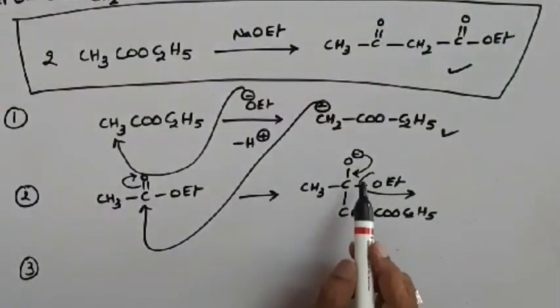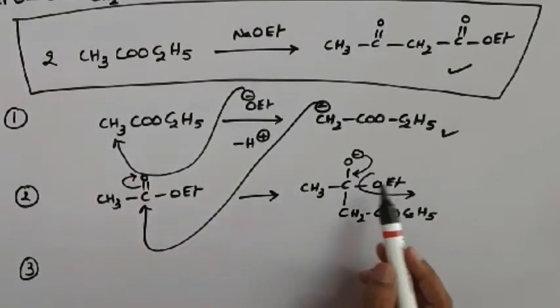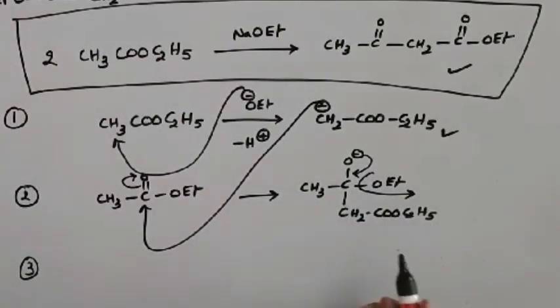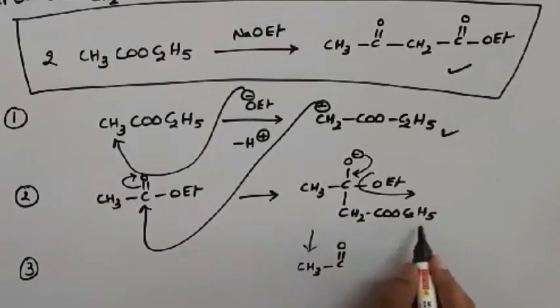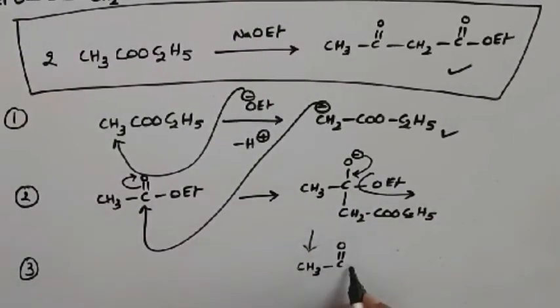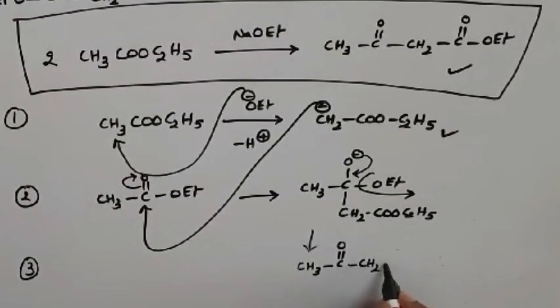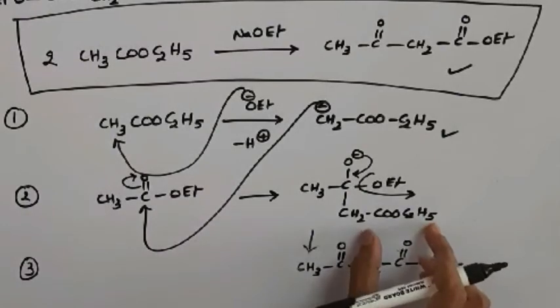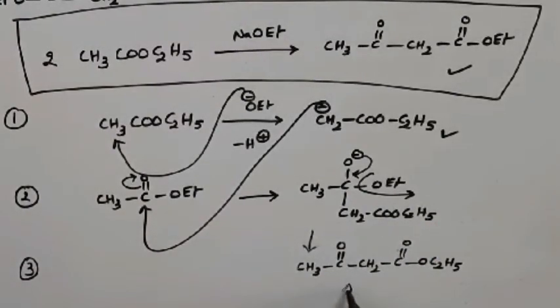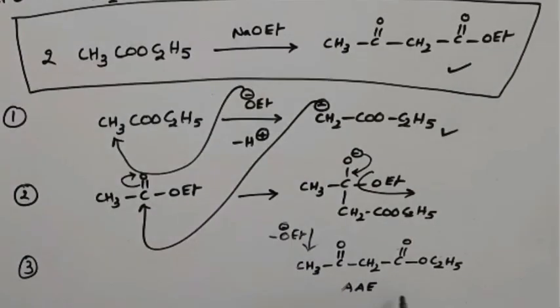In the third step, this oxoanion intermediate loses the ethoxide ion, which is a better leaving group, to form the compound of our interest. What is the compound of our interest? The compound of our interest is acetoacetic ester, which is prepared this way. CH3, C double bond O, and I have this particular group attached to this carbon. What is the group? CH2COOC2H5. You can write the elaborated form like this, or you can write the short form like this. It's up to you. So this is our acetoacetic ester molecule. That's it.